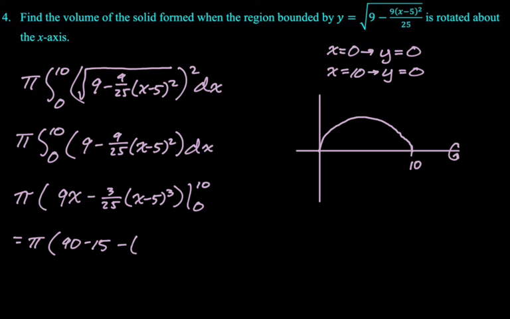And then minus, when you plug in 0, you get 9 times 0 is gone, negative 3 over 25 times negative 5 cubed over 25. So this is going to be positive 15 this time. And so that's 90 minus 30, which is 60 pi, which is big, which is what I always expect volumes to be.